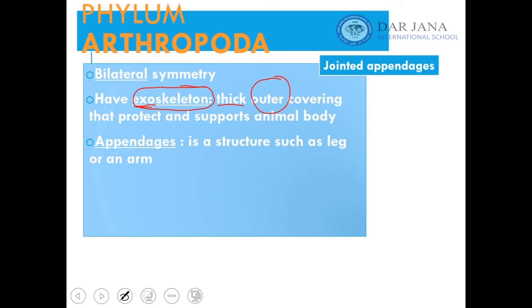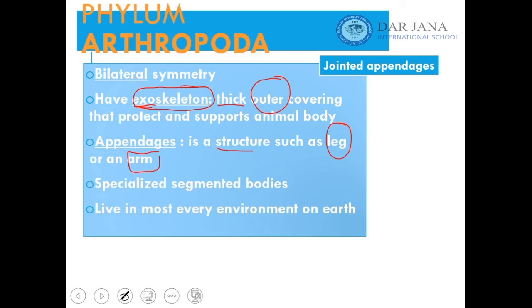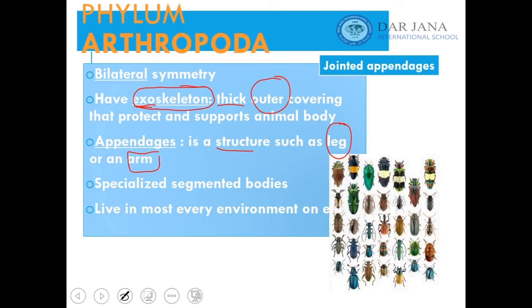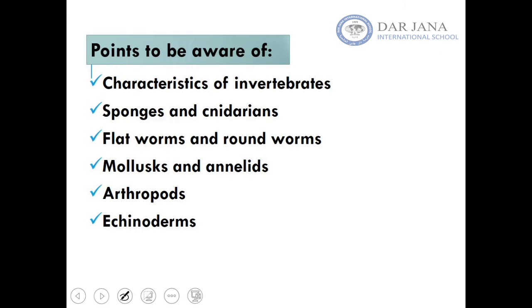Okay, they have jointed appendages. What is an appendage? An appendage is a structure like a leg or an arm, okay, that extends outside the body. They help, for example, to get the food and so on. Specialized segmented bodies, they live in almost every environment on Earth. Here we have some examples of arthropods.